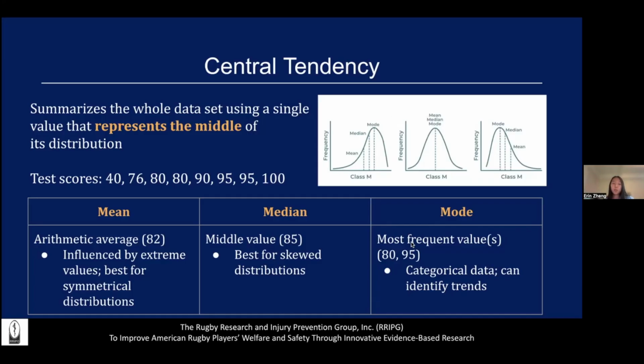And finally, the mode is the most frequent or probable value in the data, and there can also be more than one mode. You can see here the mode in the test scores is 80 and 95 because they show up in the data at equal frequencies. If the data was actually graphed out, there would be two peaks since there are two modes. They're great for continuous data, but they're also good for categorical data. And in other contexts besides test scores, it's great for identifying trends.